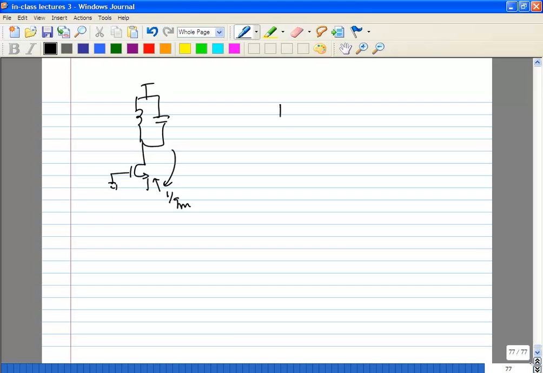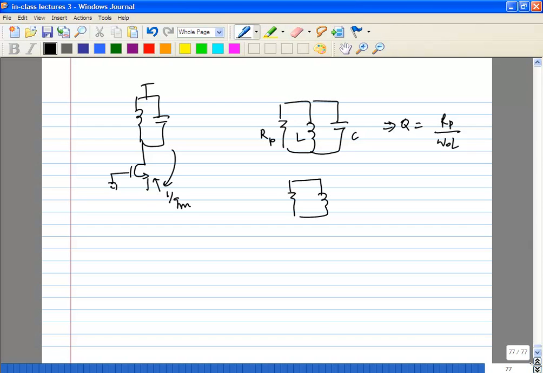Remember that if you have this, Rp over omega naught L. If you do the direct feedback, and if 1 over Gm is much less than Rp, Q is very small, much smaller. So this is the loaded Q versus the unloaded Q.